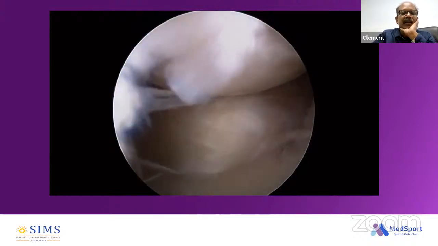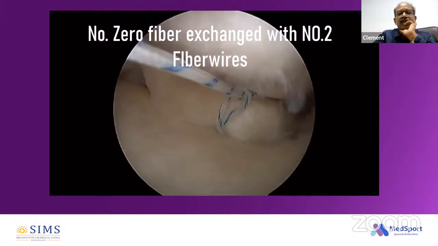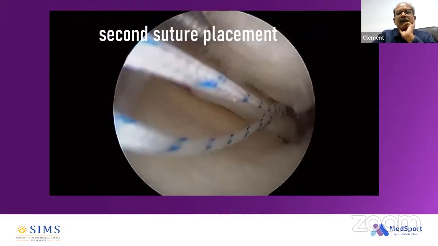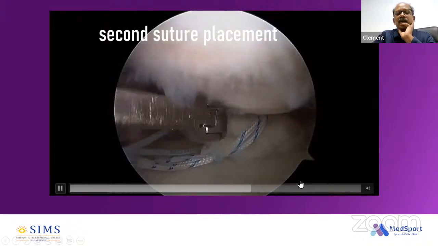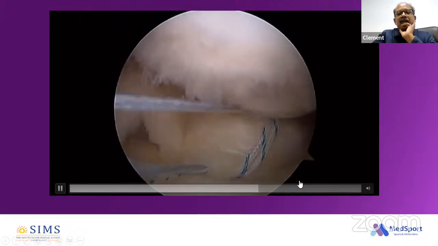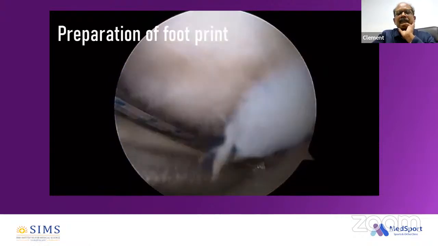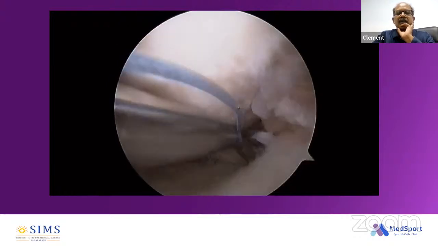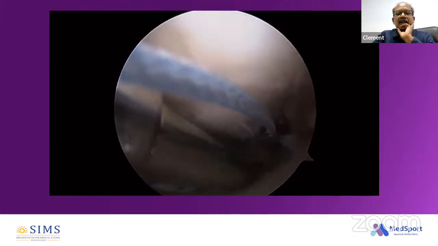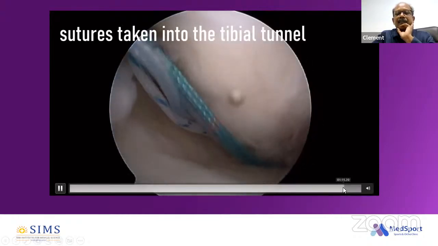So usually I pass the sutures first, take a 0 fiber wire, then relay it with the number 2 fiber wires. So 2 to 3 sutures are put in the root region. And I always use a 0 fiber to pass initially, so it will be less traumatic to the meniscal tissue. And once we pass all the sutures, the footprint is marked, and you can drill the tunnels like this.